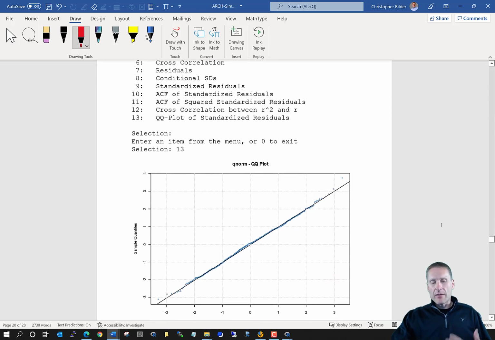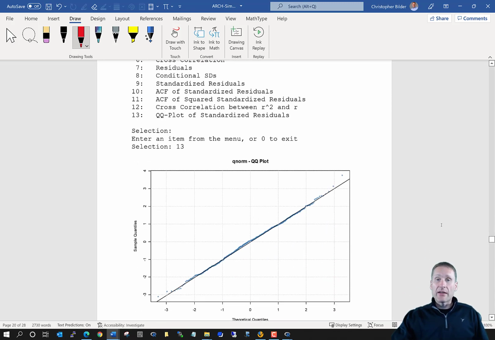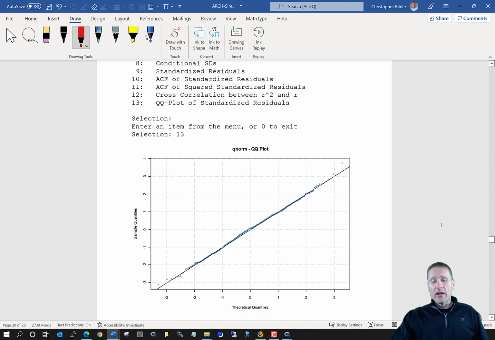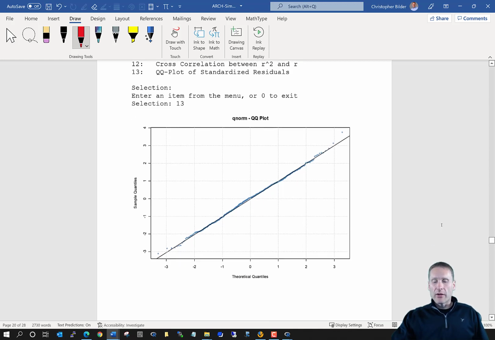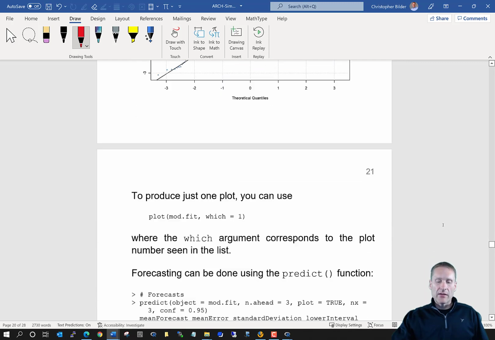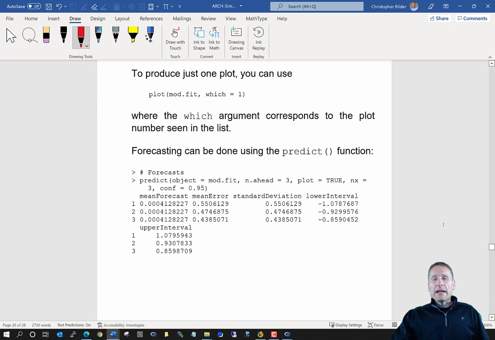And again, many plots. Here's a QQ plot, and as you expect, since we started with a normal distribution to begin with, the QQ plot looks really good. The points are very close to that line. Now, there are ways too that you can specify just getting one plot at a time. If I say plot and then add the argument which, that allows me to immediately go to a particular plot number. Of course, you need to know what the plot numbers correspond to beforehand.